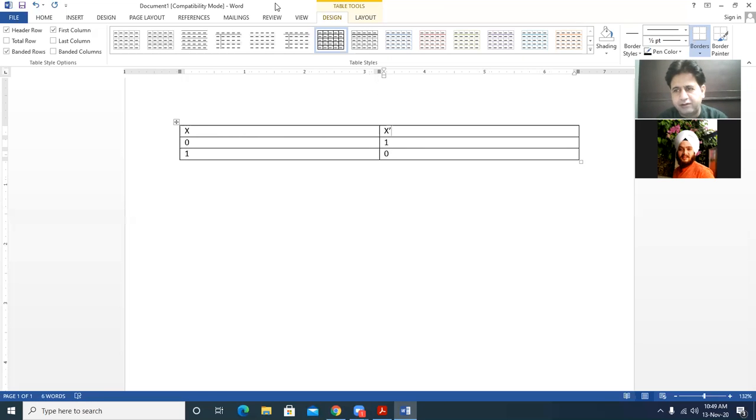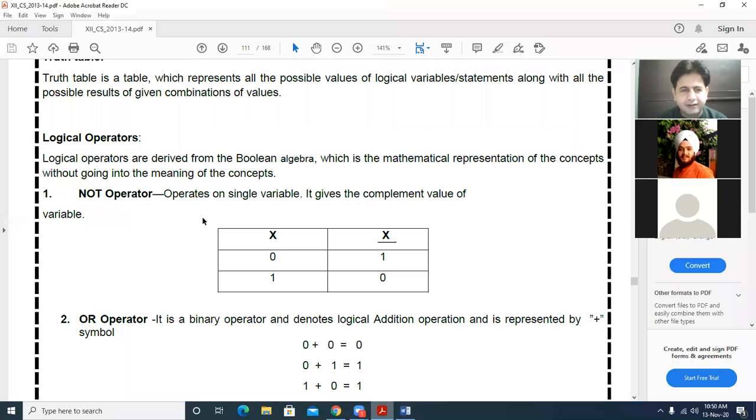So if you have any doubt, raise your hands, better. This is the truth table of not. So it covers all the possible combinations. Malik, is it clear? Gaurav? Yes, sir.